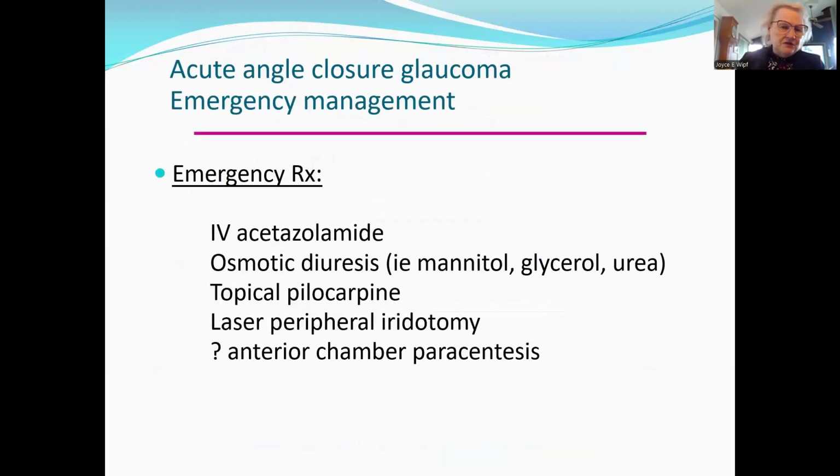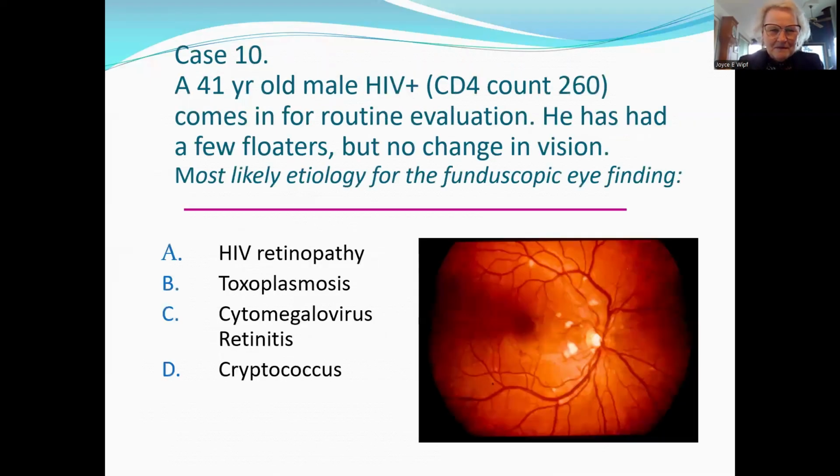So in a patient who has acute angle closure glaucoma, this is an emergency. The patient is going to need IV medications to try to reduce the eye pressure. These may include IV acetazolamide, osmotic diuresis, topical pilocarpine, laser peripheral iridotomy, and potentially, if the patient can't get to other treatments, anterior chamber paracentesis.